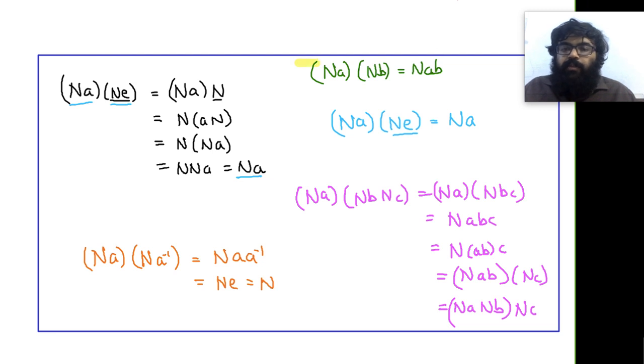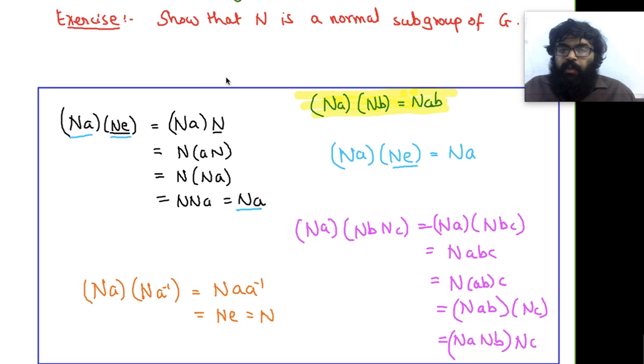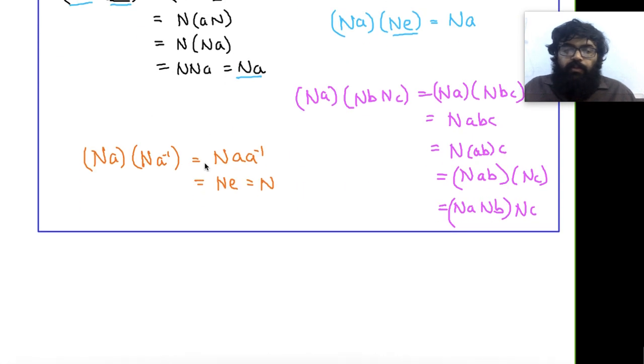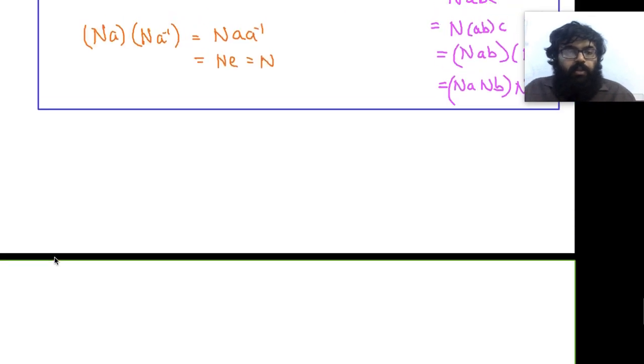Which operation? This is the operation which makes a group. So this operation is defined on two right cosets. How do we multiply two right cosets? We multiply like this, multiplying the elements which make the coset, so we have taken Nab, right? First of all, we should give some notation. So let us fix a notation.